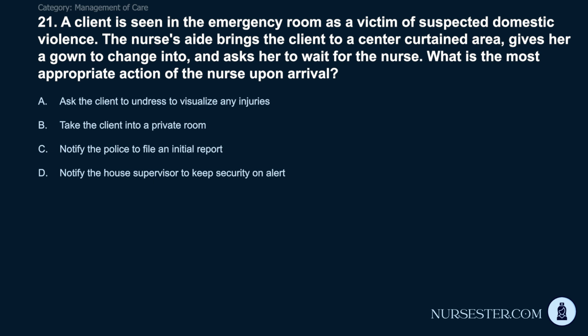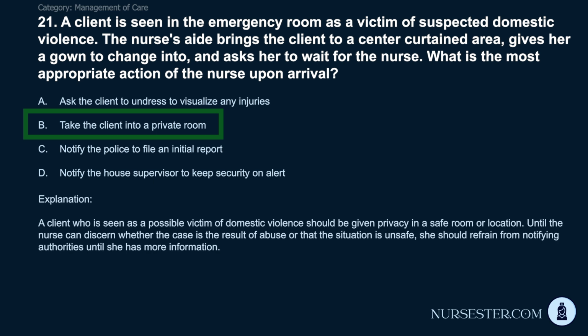21. A client is seen in the emergency room as a victim of suspected domestic violence. The nurse's aide brings the client to a center curtained area, gives her a gown to change into, and asks her to wait for the nurse. What is the most appropriate action of the nurse upon arrival? A. Ask the client to undress to visualize any injuries. B. Take the client into a private room. C. Notify the police to file an initial report. D. Notify the house supervisor to keep security on alert. Correct answer, B. Take the client into a private room.